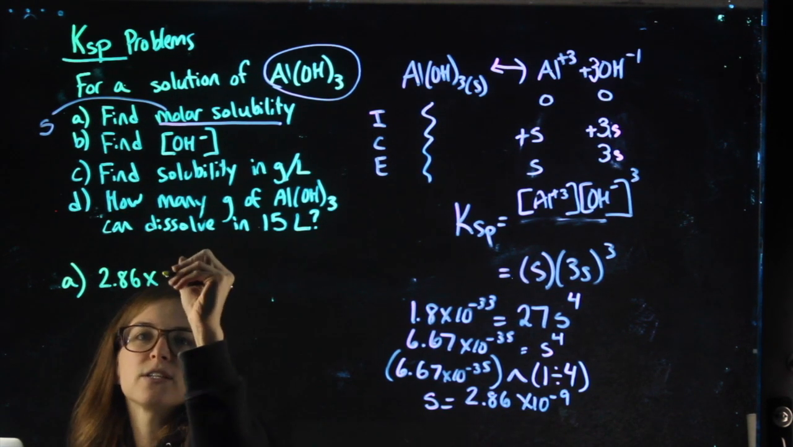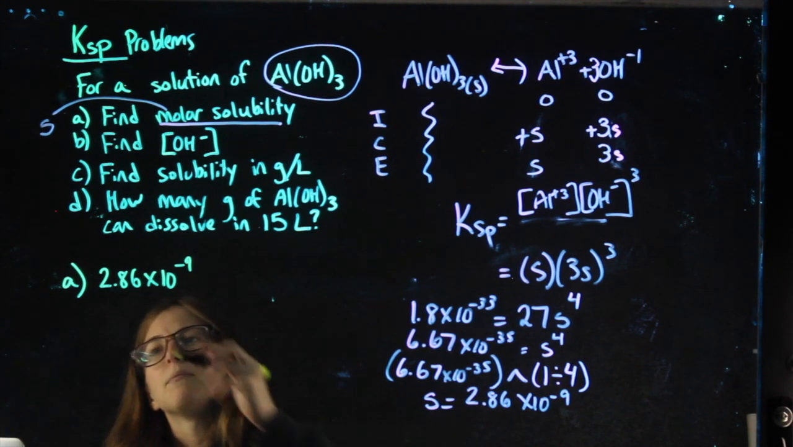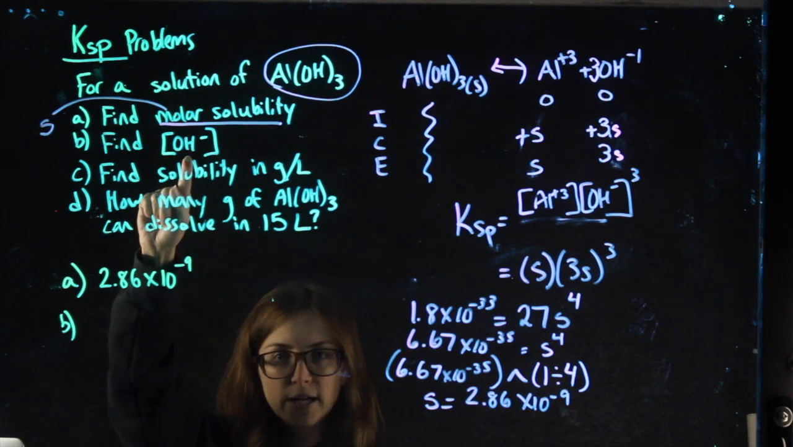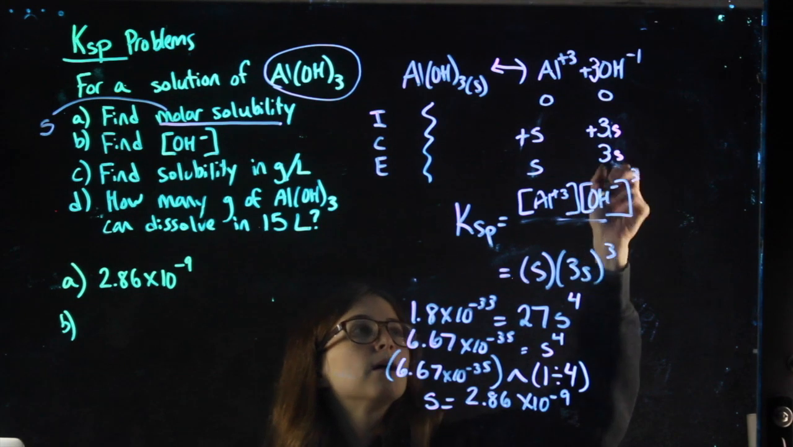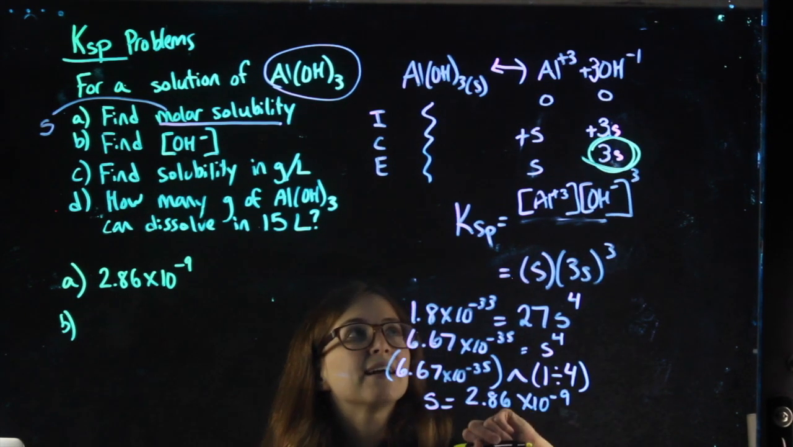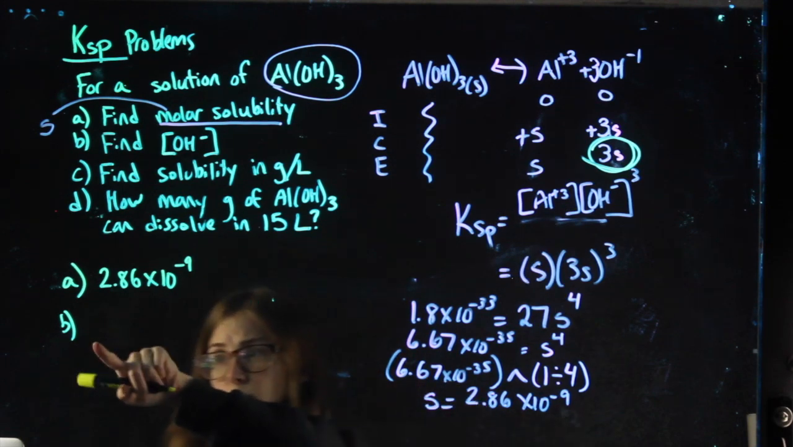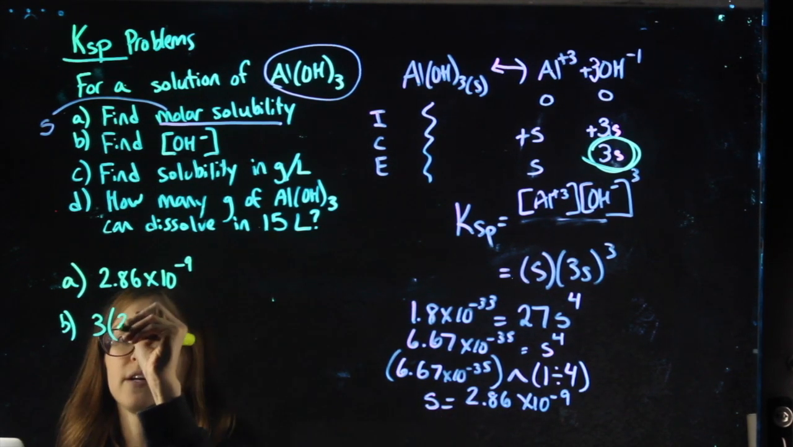2.86 or something close to that times 10 to the negative 9. For B, find the concentration of OH. Well, I imply that I mean at equilibrium. That is the value of OH at equilibrium. It says 3 times S. So for part B, I take 3 times my S value.